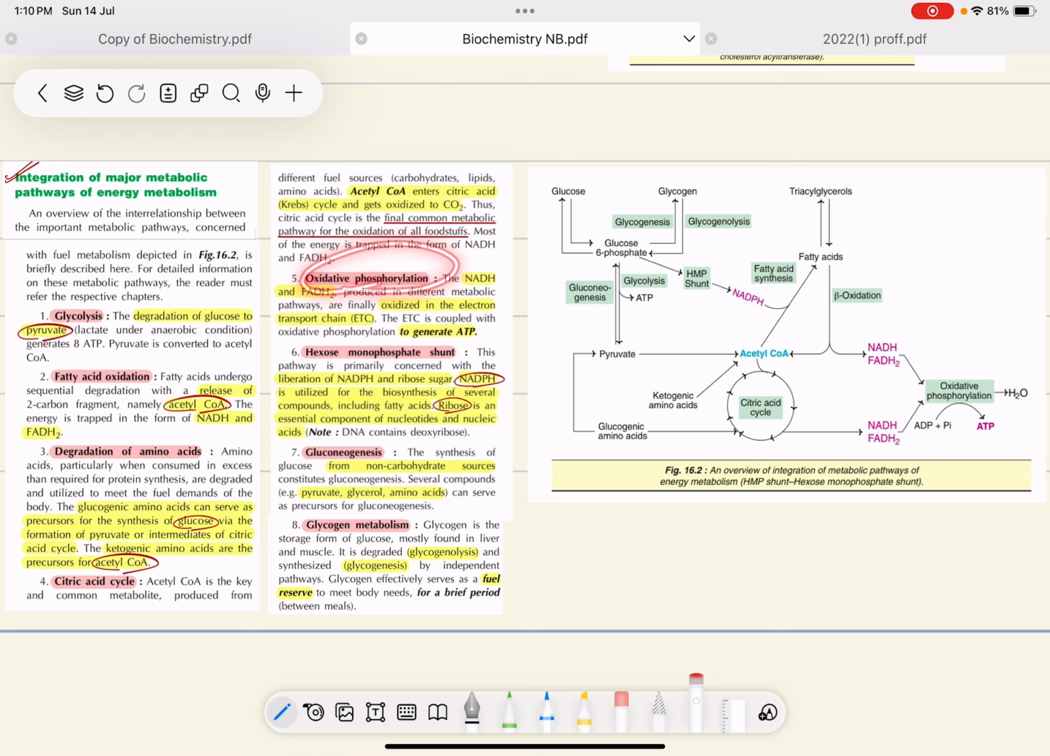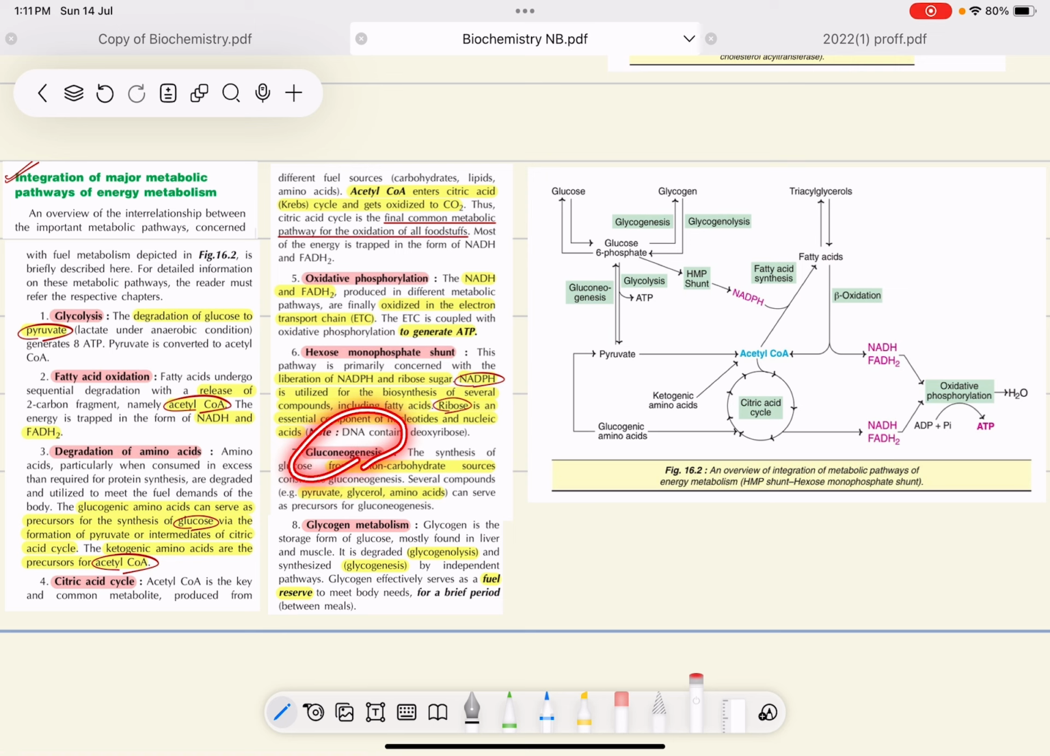Then oxidative phosphorylation, the NADH and FADH2 produced are oxidized in the electron transport chain, and it is coupled with generation of ATP. Hexose monophosphate shunt, there is a hexose monophosphate shunt in which we have liberation of ribose along with NADPH. Here glucose 6 phosphate is the substrate, and the NADPH produced is utilized for synthesis of different substances including fatty acids by combining with acetyl CoA.